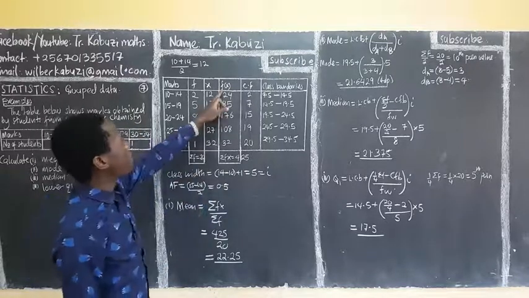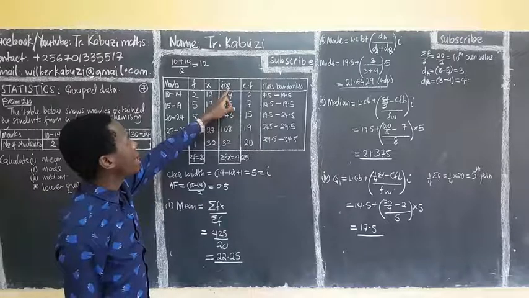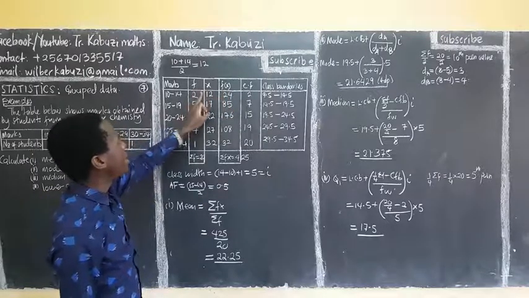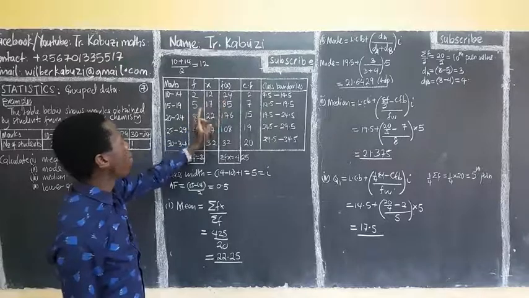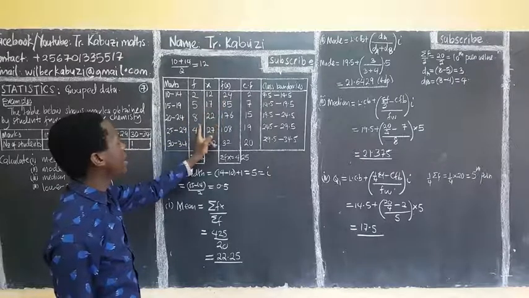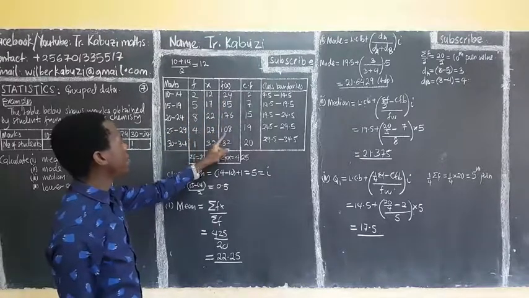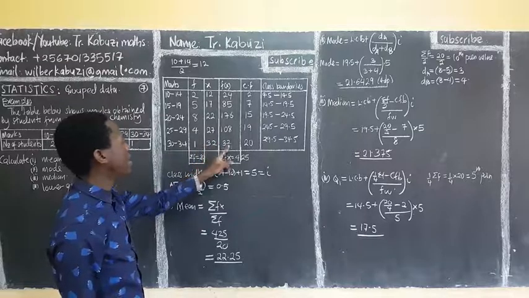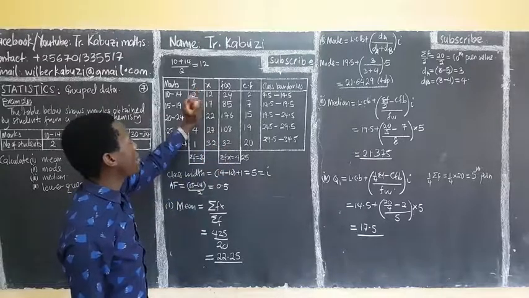Then f of x, meaning we are multiplying frequency and x. So you are getting this times this. So this times this, you get 24. This times this, you get this. We get that. This times this, you get that. This times this, you get this. We are just multiplying f times x.